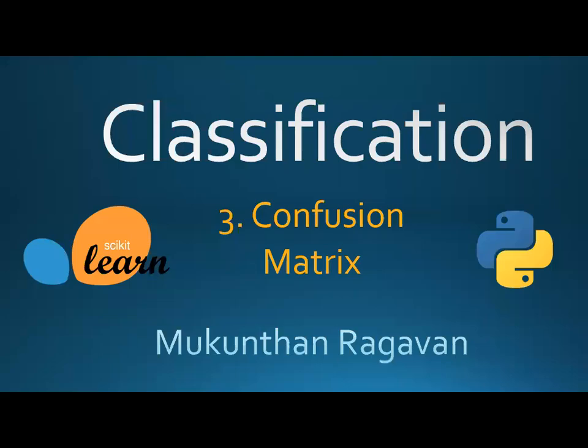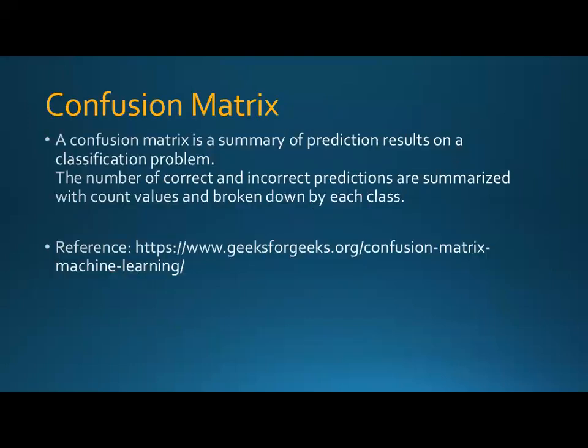Today we are going to see the classification confusion matrix. This is one of the performance measurements for our classification problem. The confusion matrix general introduction: the confusion matrix is a summary of prediction results on a classification problem. The number of correct and incorrect predictions are summarized with count values and broken down by each class.